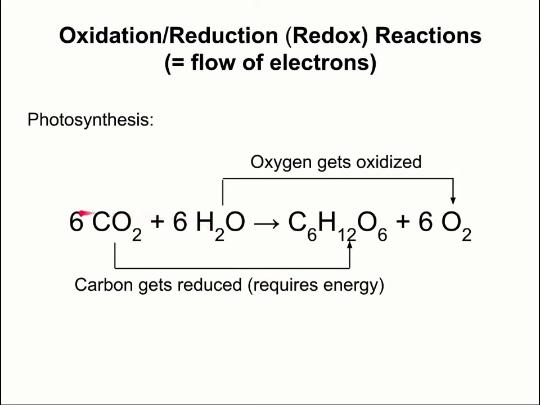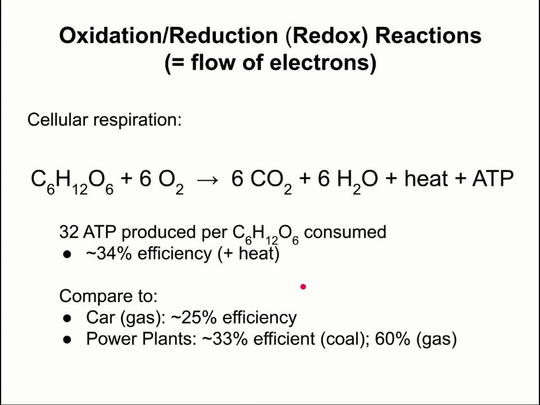With photosynthesis, it's just the opposite. Photosynthesis starts with carbon dioxide and builds it into organic compounds like glucose. In this case, carbon gets reduced and that takes energy. That energy comes from the sun. So flow of electrons away from carbon releases energy, and flow of electrons to carbon requires energy. Okay, back to cellular respiration.